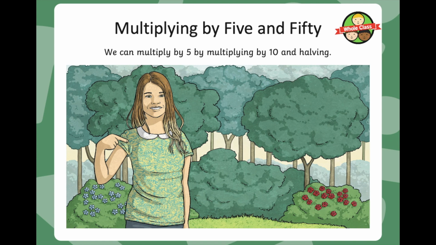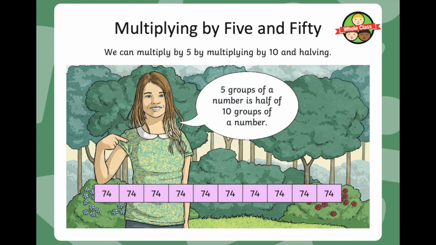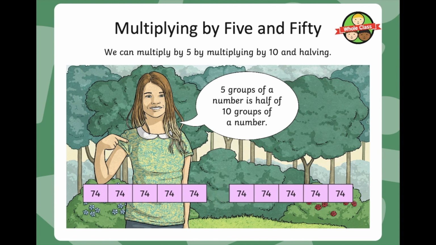Multiplying by 5 and 50. We can multiply by 5 by multiplying by 10 and halving. 5 groups of a number is half of 10 groups of a number.